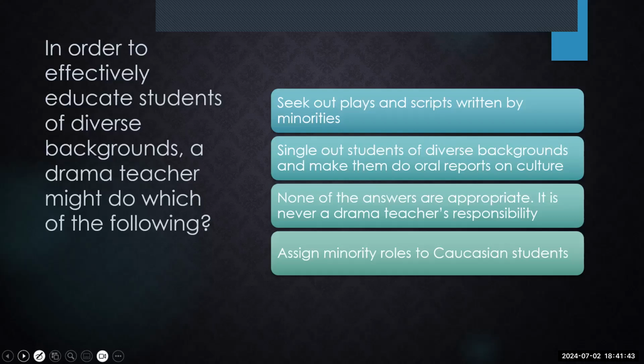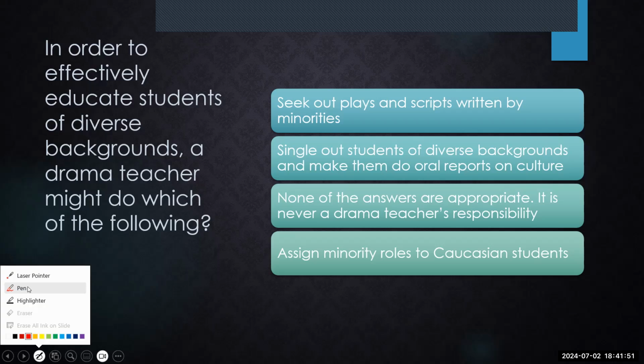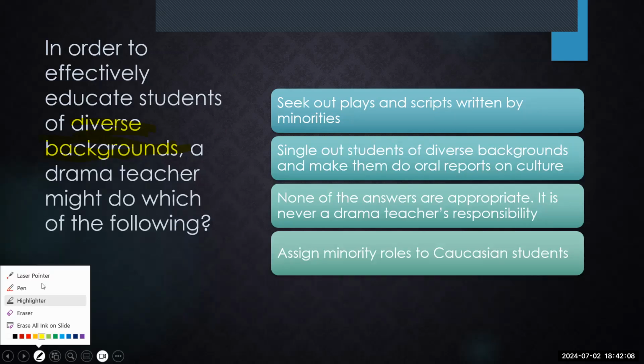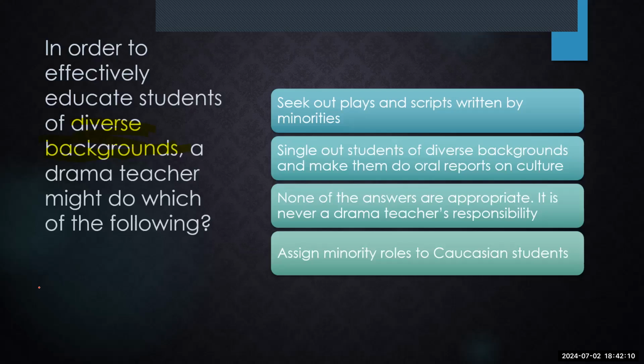All right, so in order to effectively educate students of a diverse background, a drama teacher might do which of the following? All right, so what do I want to highlight here? Diverse backgrounds. So we know our answer choice needs to have something to do with diversity. Anything else we need to highlight? Are we ready to move to the answer choices?